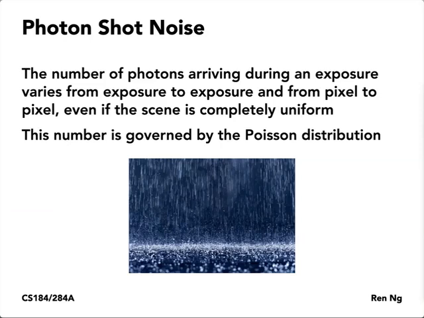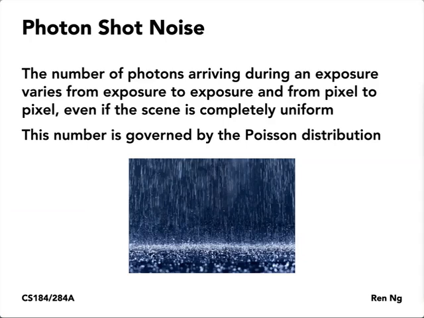And the reason why is that the number of photons, which is a finite and countable number, that arrives at that pixel on the sensor and is converted by the photoelectric effect, is a random number that's governed by the Poisson random distribution, okay?